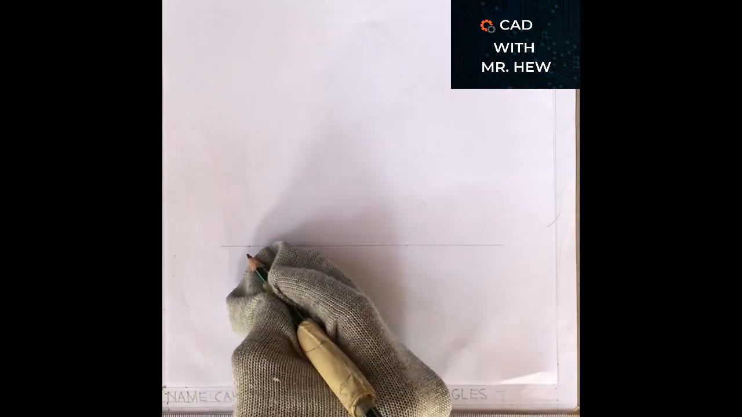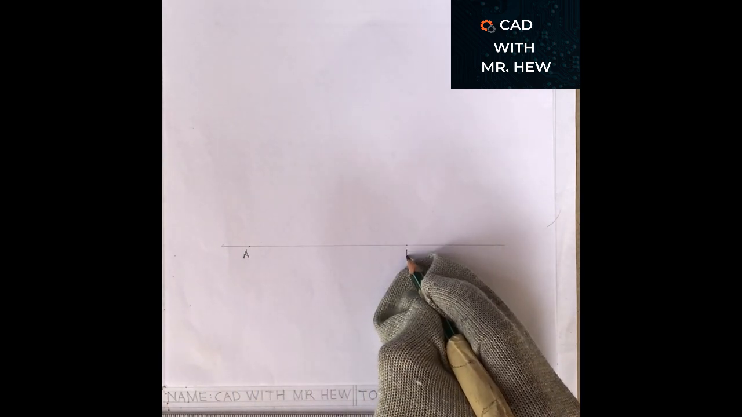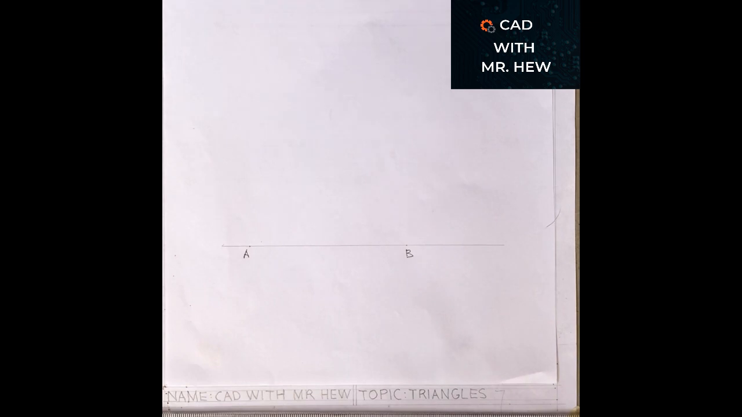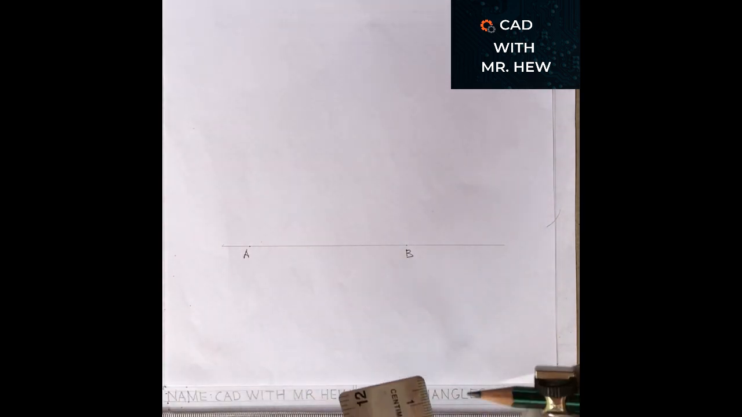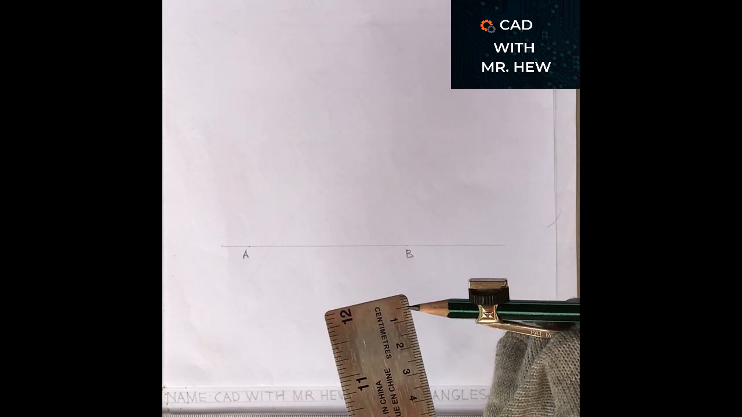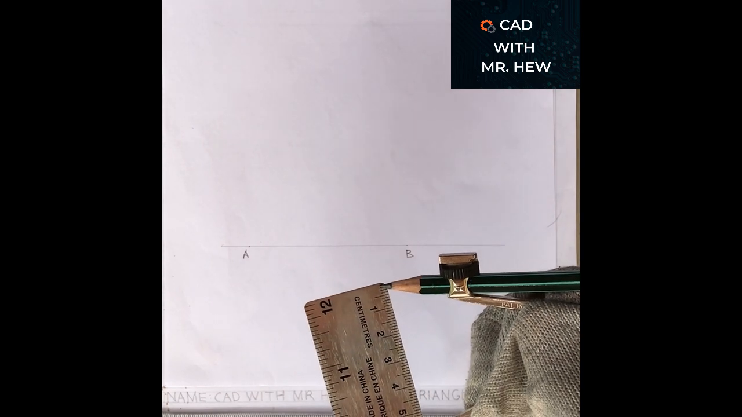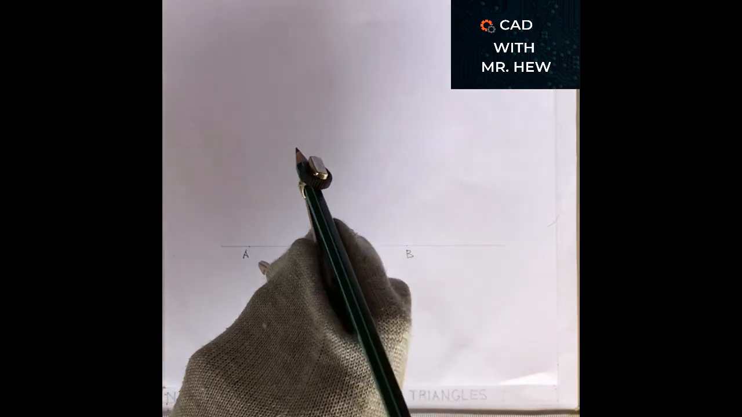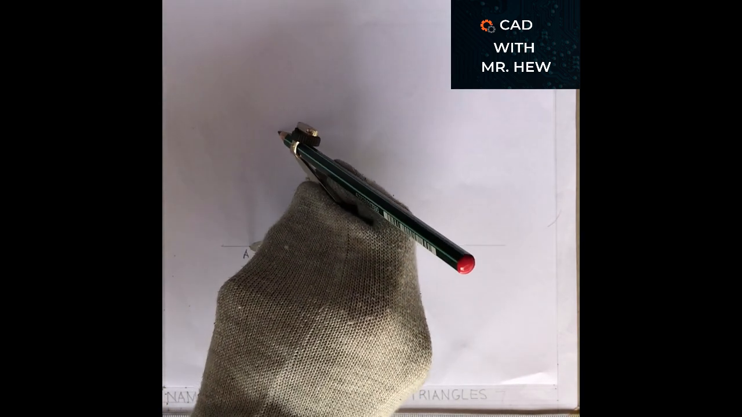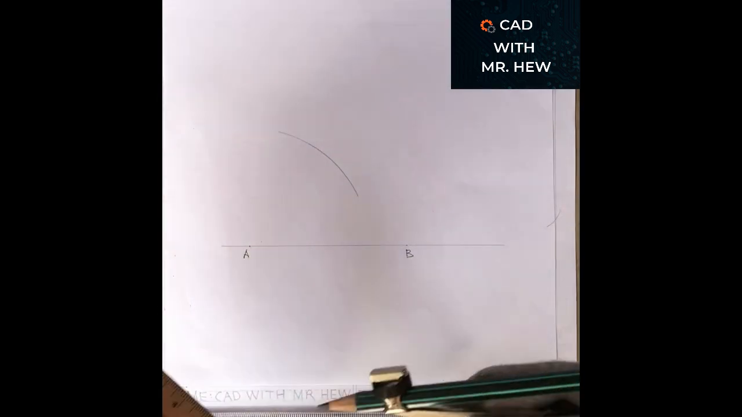So we're going to use a ruler to measure 8 centimeters on the line, and then we're going to label the base AB. Then we're going to open our compass to the length of the side AC using our ruler, compass, and pencil. Then we're going to put the compass point at A and mark an arc.